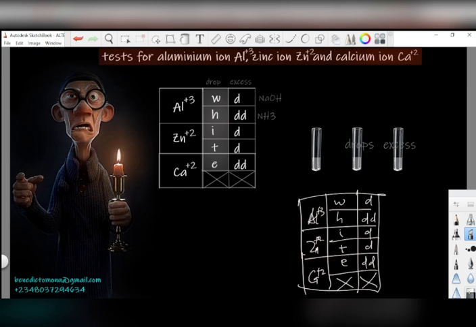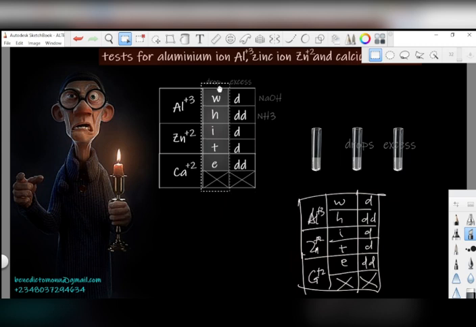Now, everything you have here is representing drops. Everything here represents adding your reagent in drops. Remember, the reagents I'm talking about are sodium hydroxide or ammonia. Then everything I have here is representing the reagents added in excess. So this column represents drops, this column excess. So the columns are representing drop and excess.